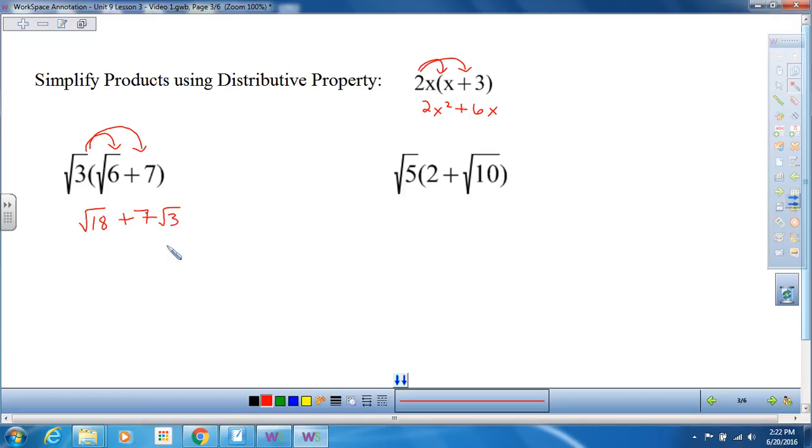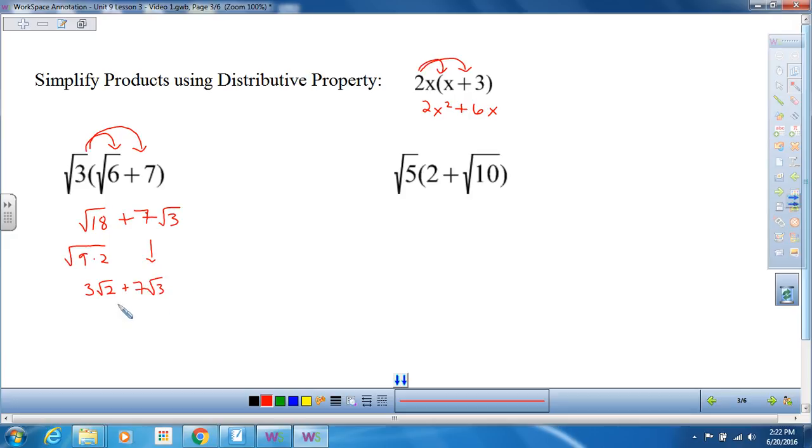Okay, when I'm done, I have to check to see if anything could be simplified. So square root of 18, it can be simplified because 9 goes into it, and 9 is a perfect square. So then that's 3 square root of 2. And then I'll bring this 7 square root of 3 down.